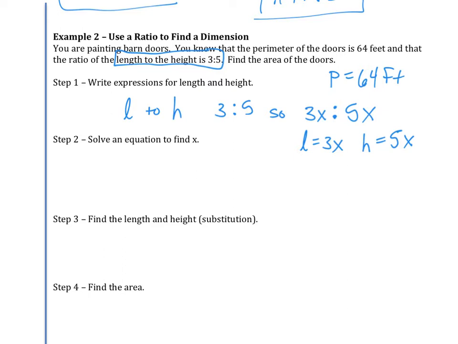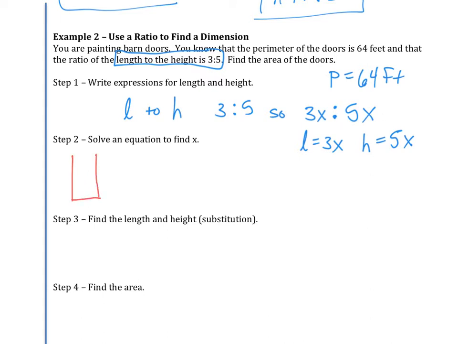If x is 1, it's 3 feet and 5 feet. If x is 2, the length would be 6 feet and the height would be 10 feet. So it depends on what x is. So in step 2, we're going to set up and solve the equation.